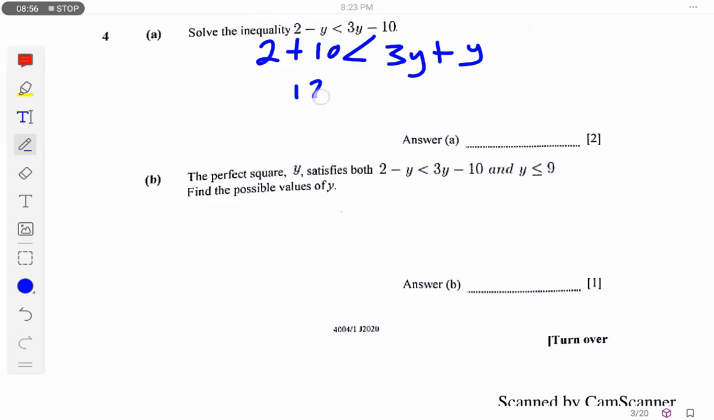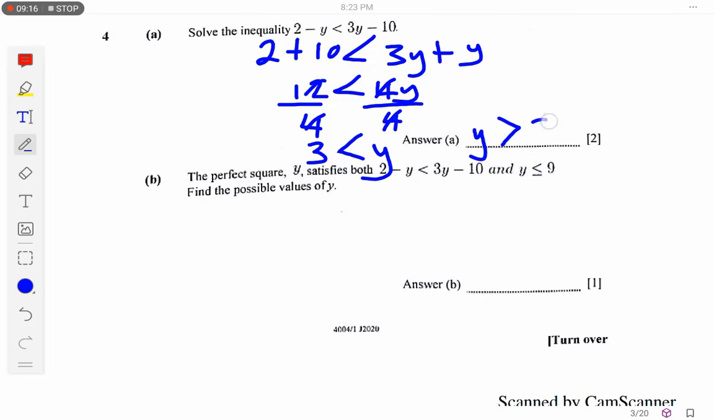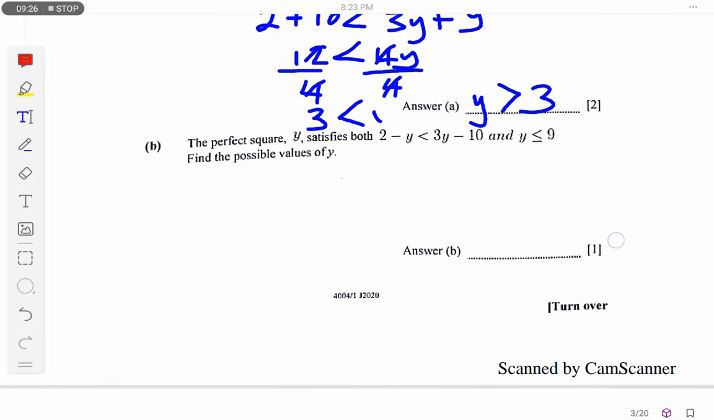So I'll get here 12 is less than 4y. I'll divide both sides by 4 by 4. So my y is going to be equal to, here I get a 3. So 3 is less than y. But we normally write our inequality starting with the letters. So I'll say y is greater than 3. It's the same thing there. Okay, let's move on to the next question. Now the next question is saying we want to find the possible values of y.